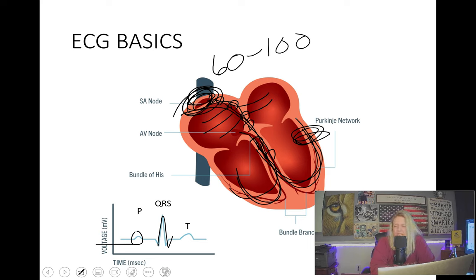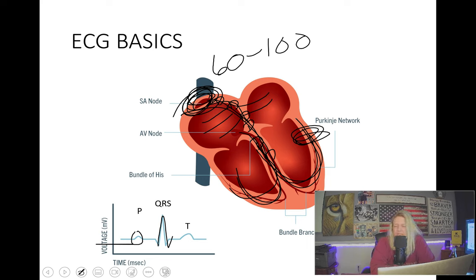So here we have some lines. We have 1 big box, 2, so this is 0.20 seconds. Another 0.20 is 0.40, 0.60, 0.80, 1 second. So 5 big boxes is 1 second. 5 more boxes is 2 seconds, 5 more boxes is 3 seconds, 5 more boxes is 4 seconds, 5 more boxes is 5 seconds, and 5 more boxes is 6 seconds.